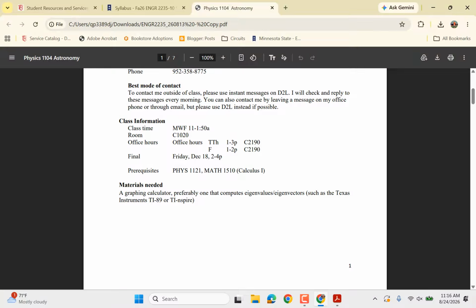The final for this class is scheduled for Friday, December 18th, the last day of finals week, from 2 to 4. So that makes it the very last final during finals week. As I said, in thermo, the thermo final is scheduled right before this, and nobody should have to take finals back to back like that. So if you're in both of these classes, let me know when we get a little closer to finals, and we'll find another time that you can take one of these two.